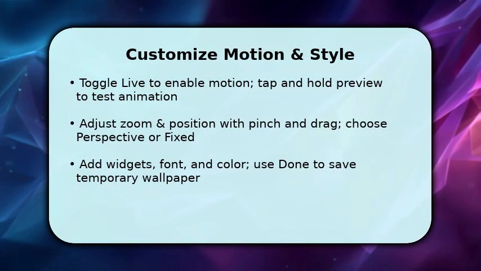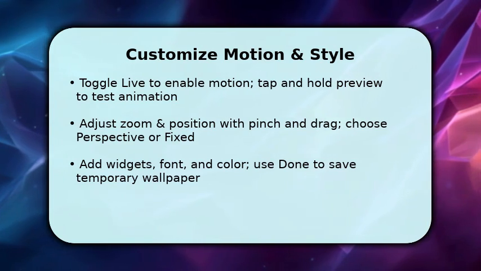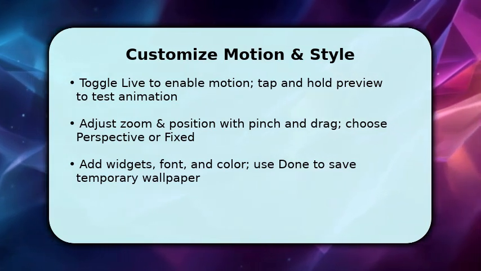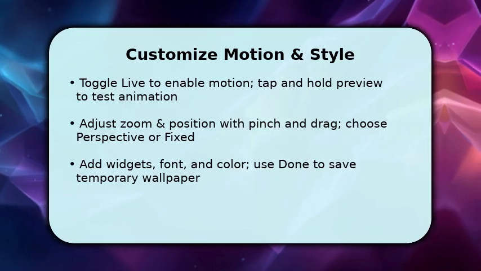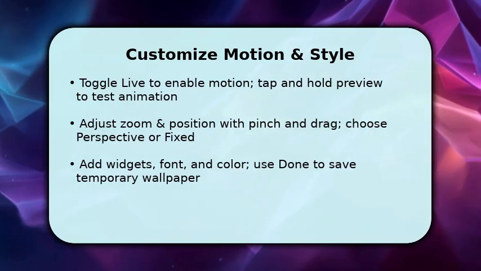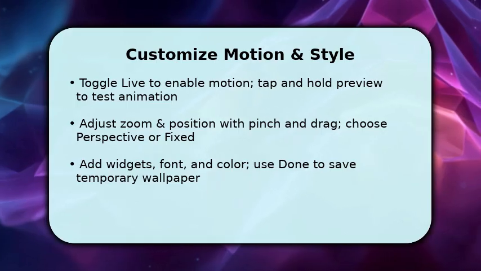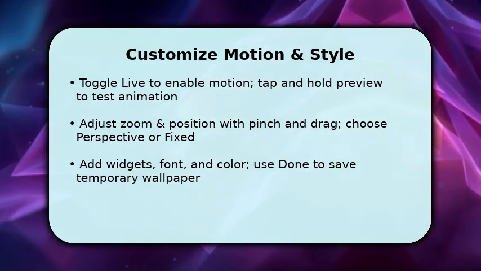Now focus on how the live photo behaves. Toggle live so motion is enabled, then press and hold the preview to confirm the animation plays. Once done, pinch to zoom and drag to reframe. You can choose perspective to retain parallax or fix to lock framing. Pick what matches your aesthetic.